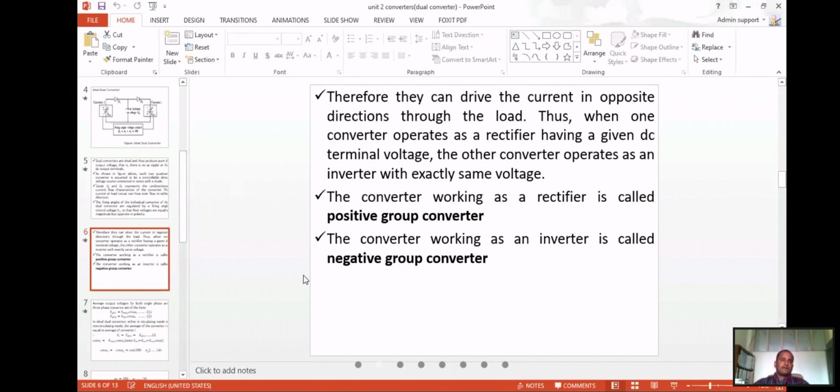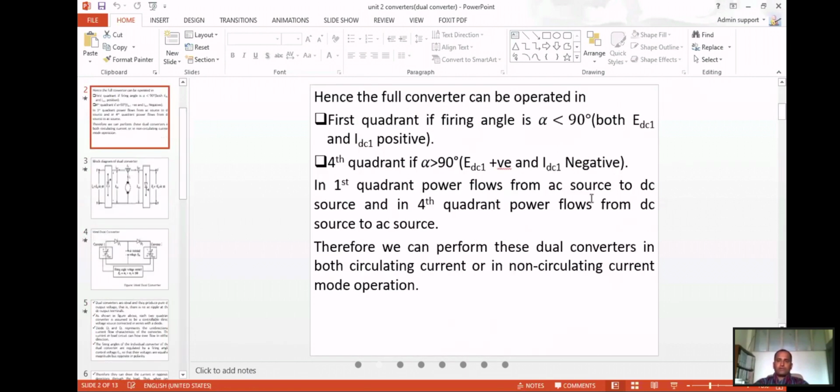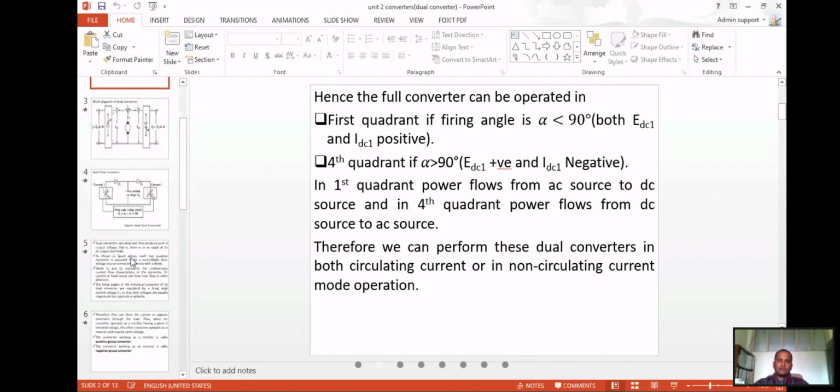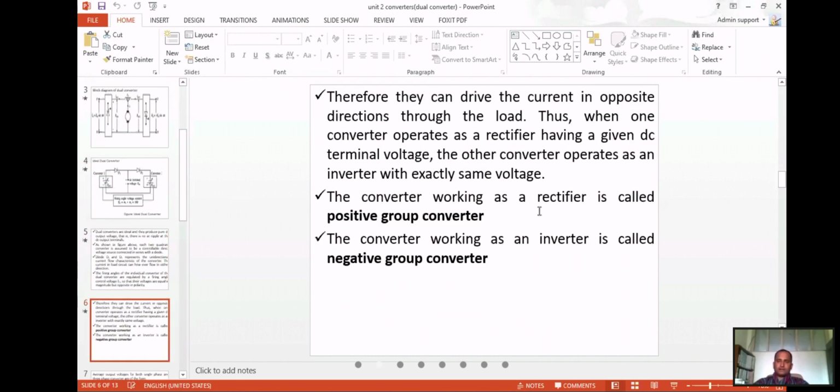You have already seen this. In the first quadrant, the power will flow from the AC source to the DC side, and in the fourth quadrant, the power will flow from DC to AC. So one converter will act as a rectifier, and the other will act as an inverter. When one converter operates as a rectifier having a given DC terminal voltage, the other converter will operate as an inverter with exactly the same voltage. One operates as an inverter, the other as a rectifier in the dual converter.